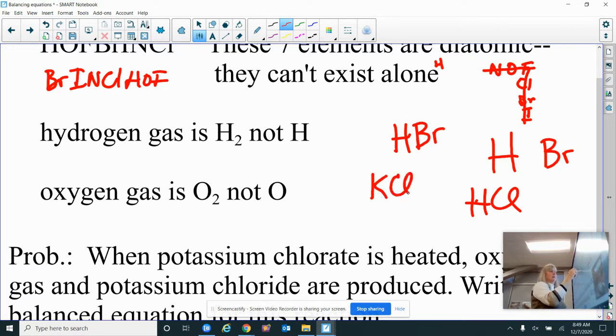KCl has just 1 Cl in it. Okay, so as long as they're with something else, that's fine. But you cannot just have H plus something or O plus something, okay? They're diatomic.